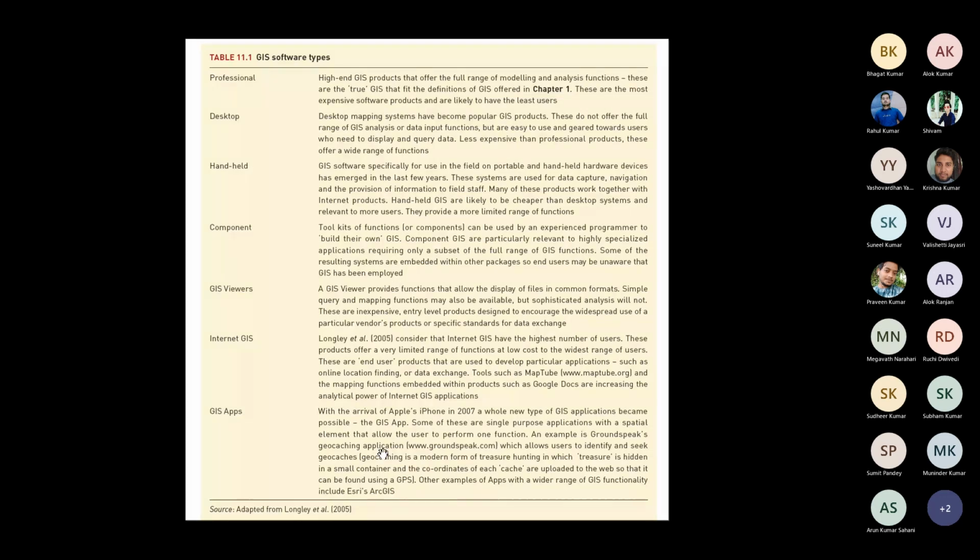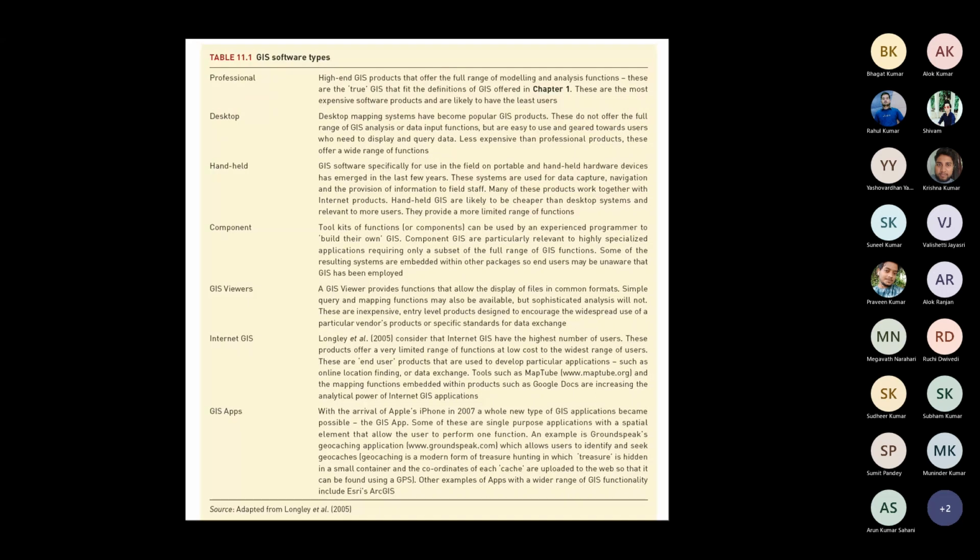There can be professional, desktop, handheld, component, GIS viewer, internet GIS, and GIS apps. What do these things mean? There is one important classification: professional, desktop, and GIS viewer. In ArcGIS, there are three different levels: ArcView, ArcEditor, and the best one, ArcInfo. Different levels of functionality are given. Some provide the basic functionality and visualization facility. That one is called the view level GIS, in ArcGIS, ArcView.